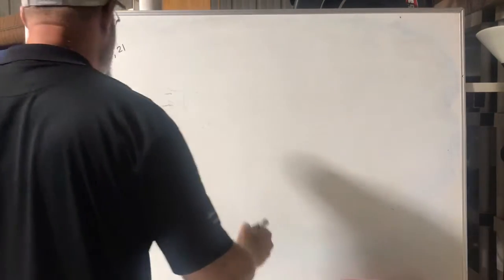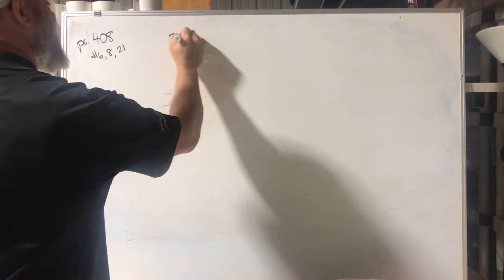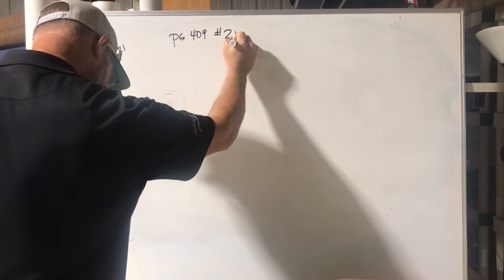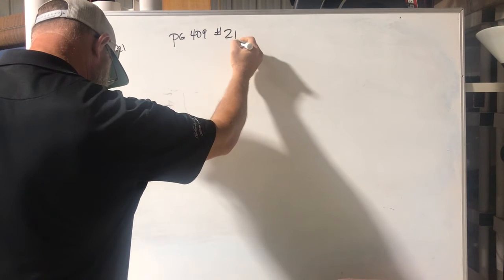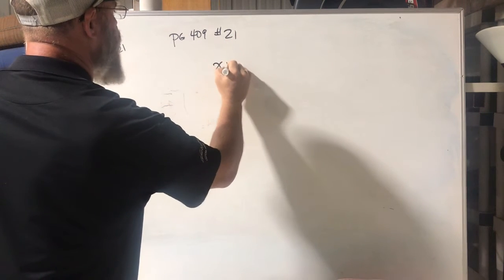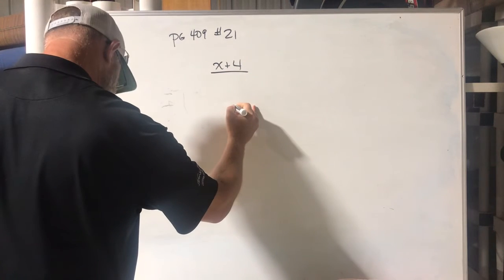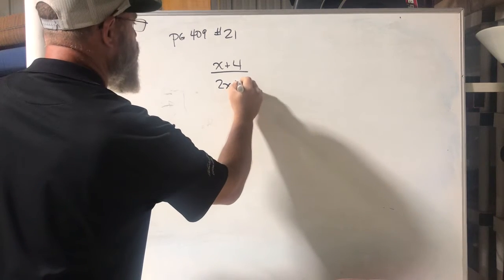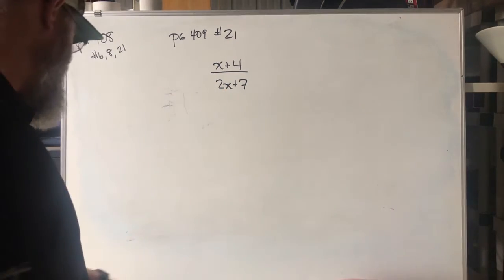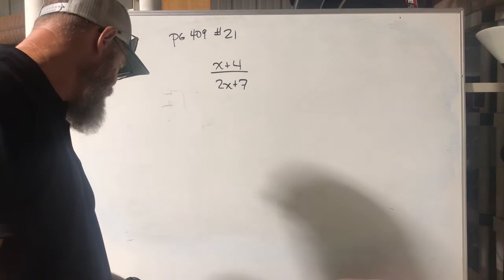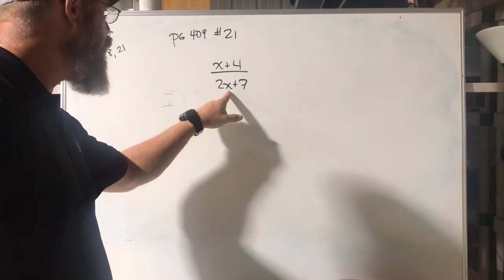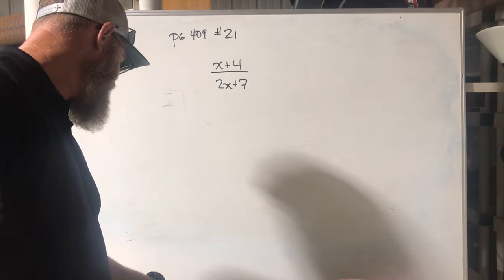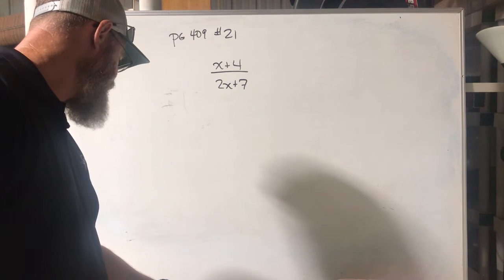Now we've got page 409, number 21. And here we have x plus 4 over 2x plus 7. And what they're asking for is to find the value or values of x that cannot equal for each rational expression.